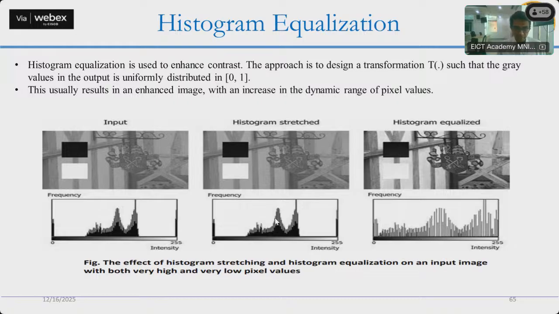Thereafter we will read about histogram equalization. Histogram equalization is basically used to enhance the contrast. Here also the gray values are uniformly distributed in 0 to 1. So in that case, the quality of the image will be enhanced with an increase in the dynamic range of pixel values.